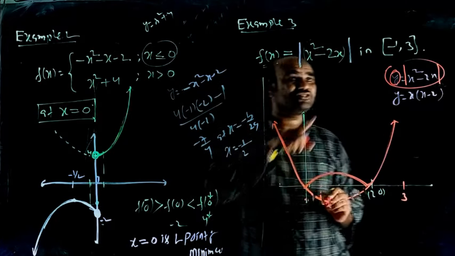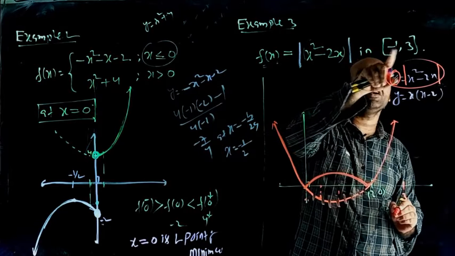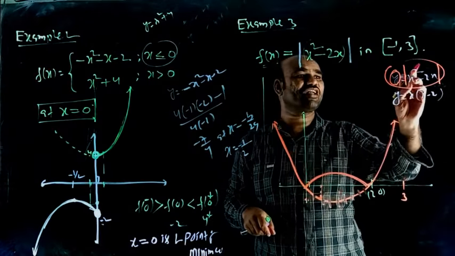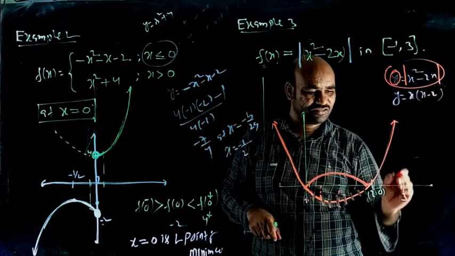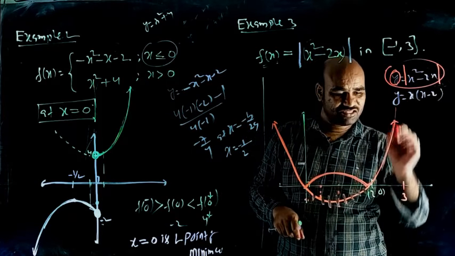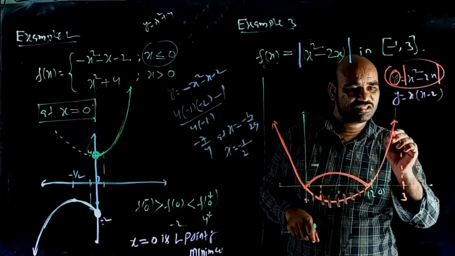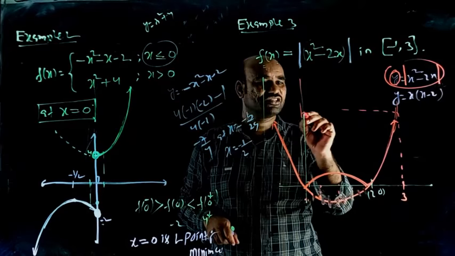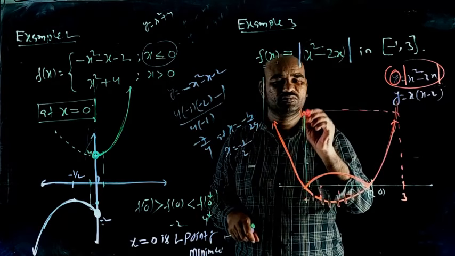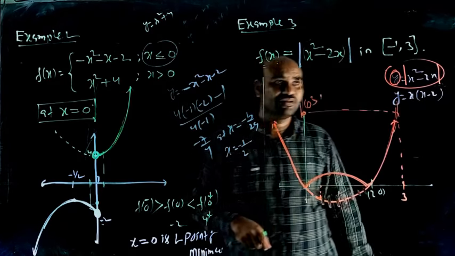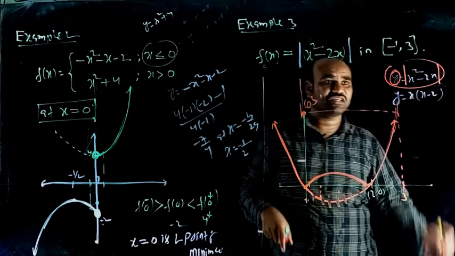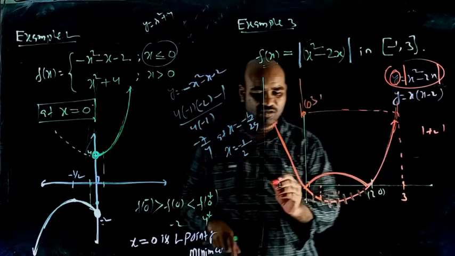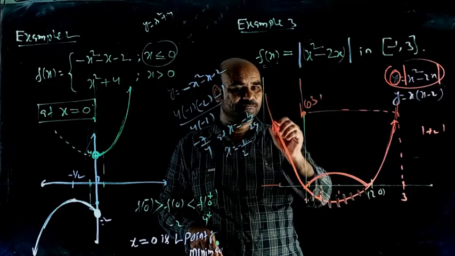One more thing is we need to take x values from minus 1 to 3 only. Put x equal to 3 in this function: 3 square is 9, 9 minus 6 is 3. If x is taken as 3, your output is also 3, somewhere here. Assume that this is 3. If x is equal to minus 1, put x equal to minus 1: 1 plus 2 with the mod is 3. Minus 1 also gives 3 only.